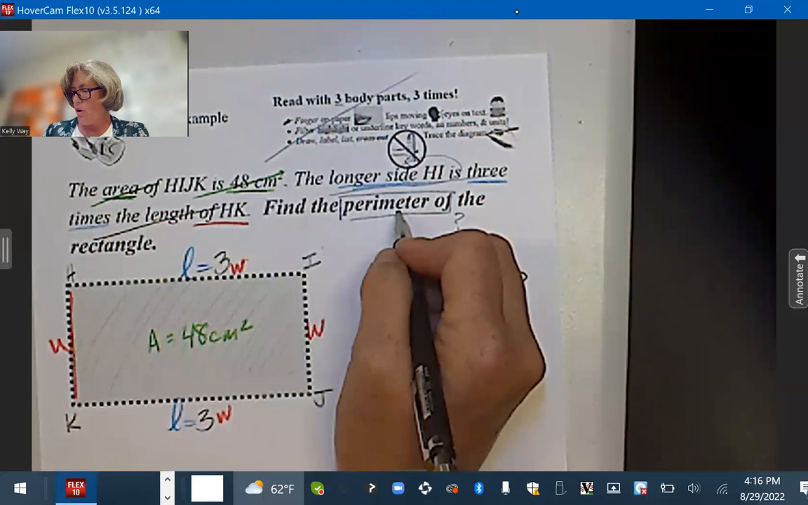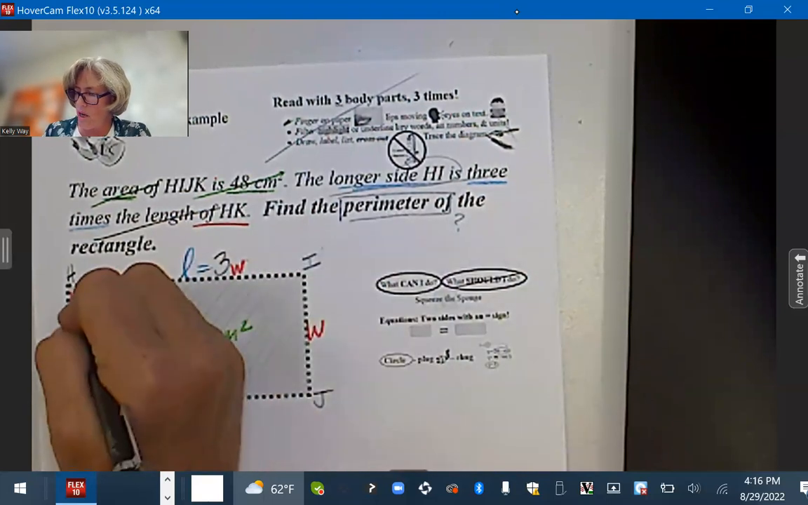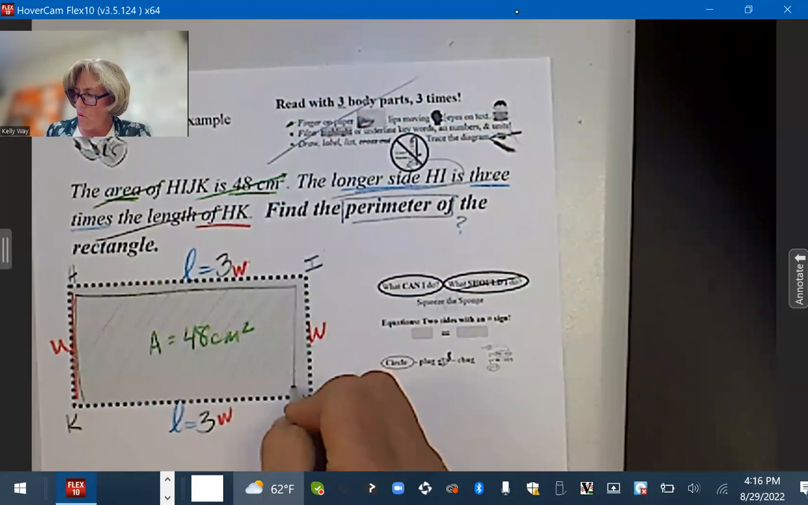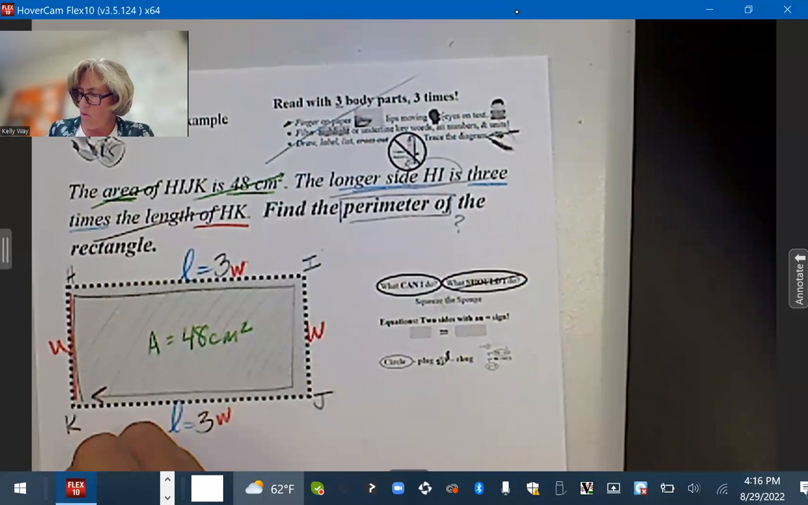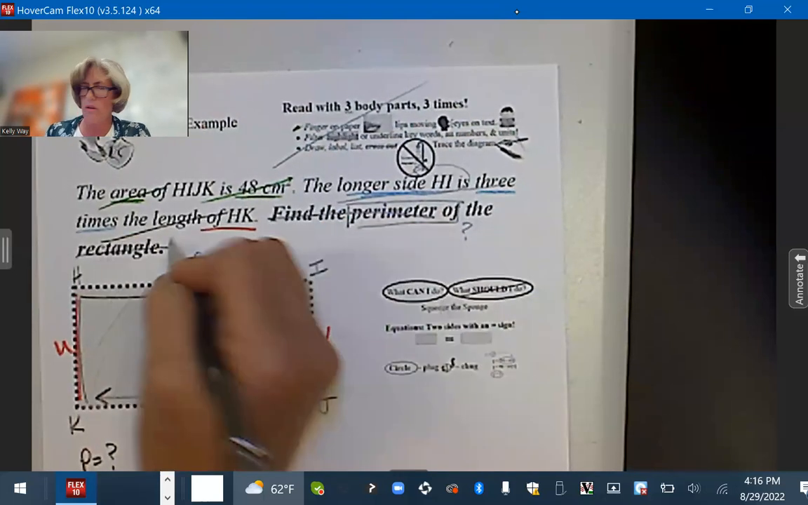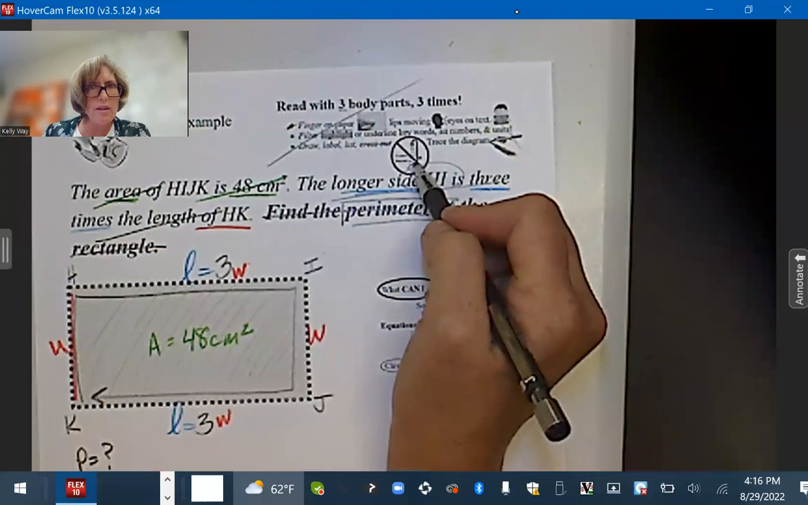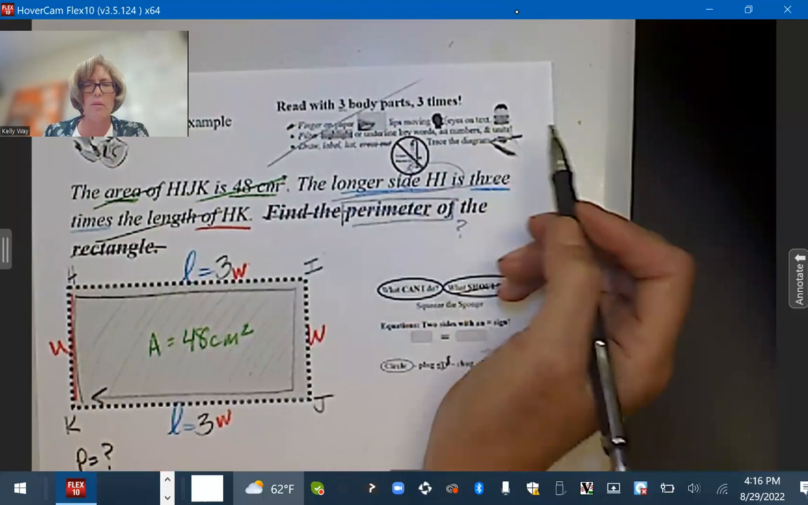Perimeter, which is what we want here, of the rectangle. So we trace, walk it around, little area, P equals question mark. That's where we're going. Draw, label, list, cross out. No naked diagrams. That's what that icon means.